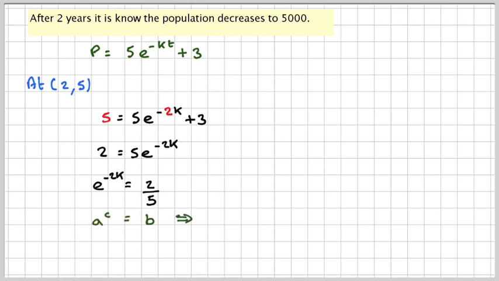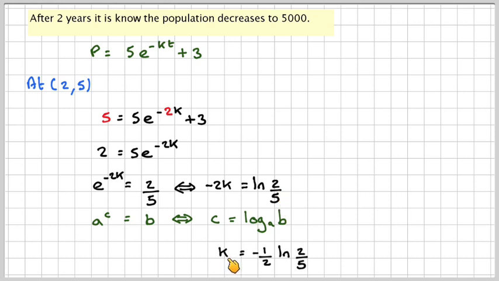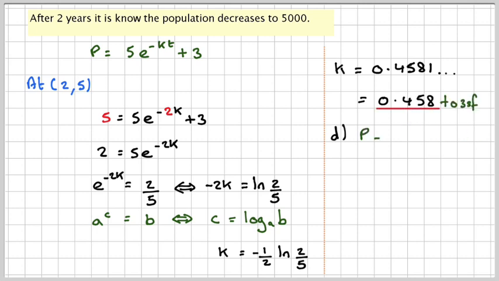Right, we know from our rules of logarithms that if we've got a^c = b, it implies that c is log to the base a of b. So the c is -2k, and log to the base e is written as ln of 2/5. Therefore, multiplying by -1/2, we get that k = -1/2 ln(2/5), which will give me that k is equal to 0.4581, which is 0.458 to 3 significant figures.